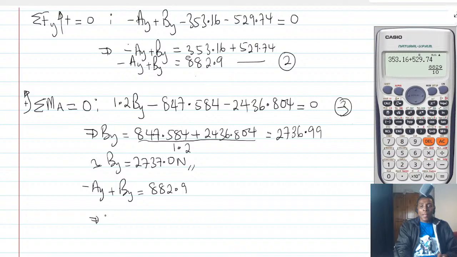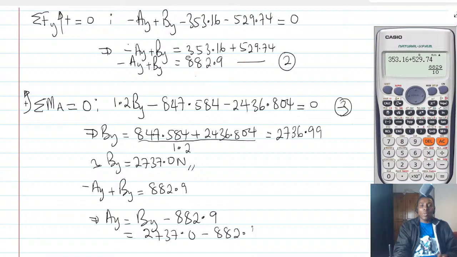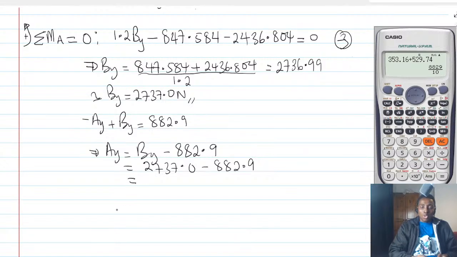But if we solve for AY, then AY is going to be By minus 882.9, which is what? 2737.0 minus 882.9. And what is it then? So if you do everything correct, you are going to get 1854.10 newtons, and that is what?